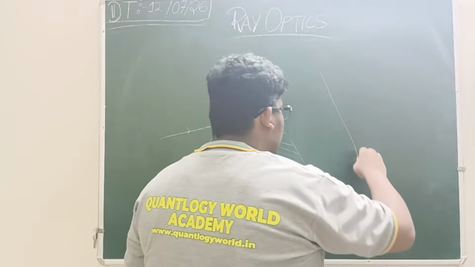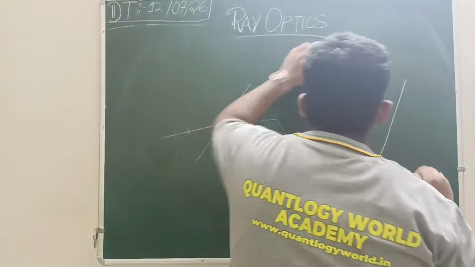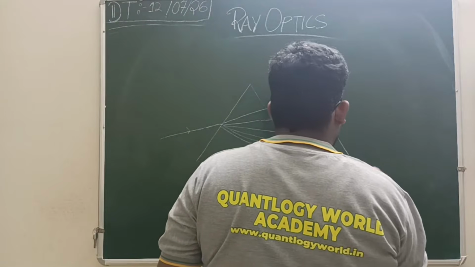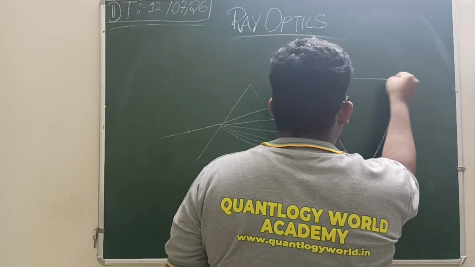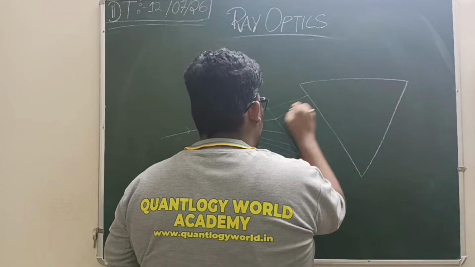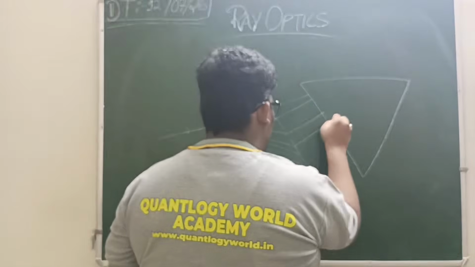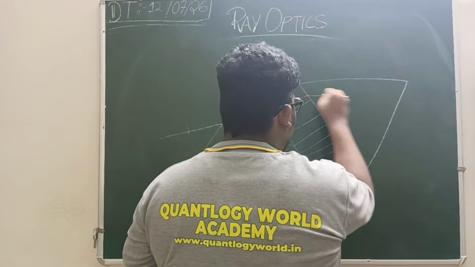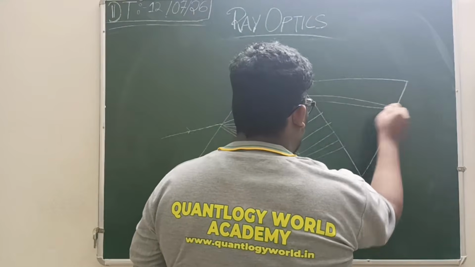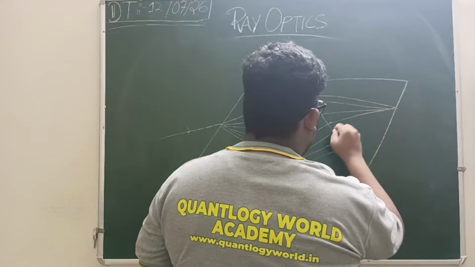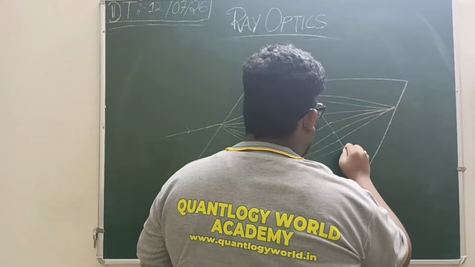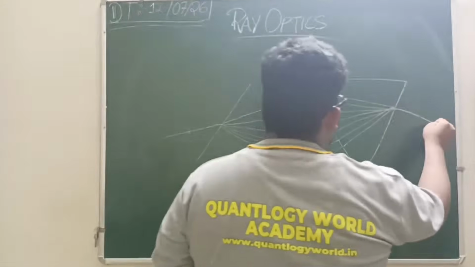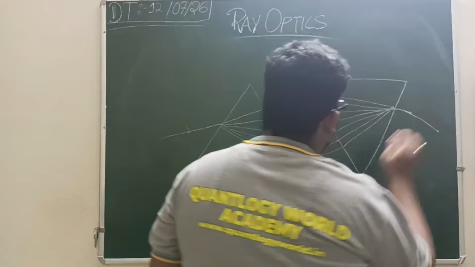If we put another prism vertically inverted to it, a prism of same size, then again refraction will occur. These 7 lights will give back the white light again. So this is refraction, second refraction.